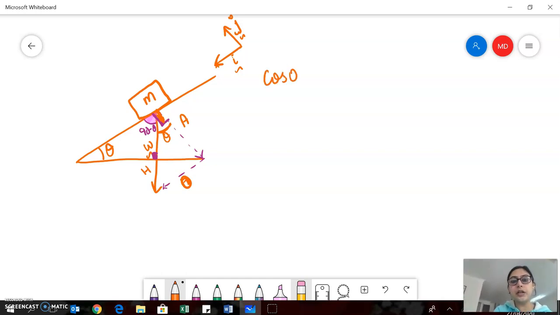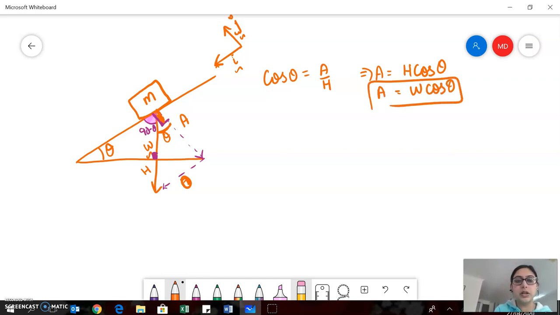So cos theta equals adjacent over hypotenuse, therefore adjacent equals h cos theta. So h is our weight w, so that means the adjacent side is equal to w cos theta. So I'm going to write here w cos theta. So the component of the weight perpendicular to the surface acting downwards is w cos theta.